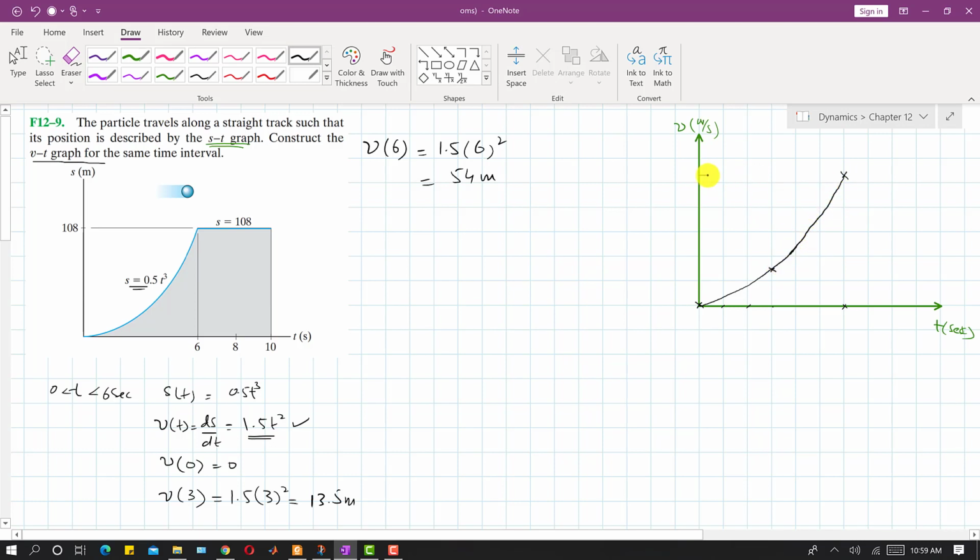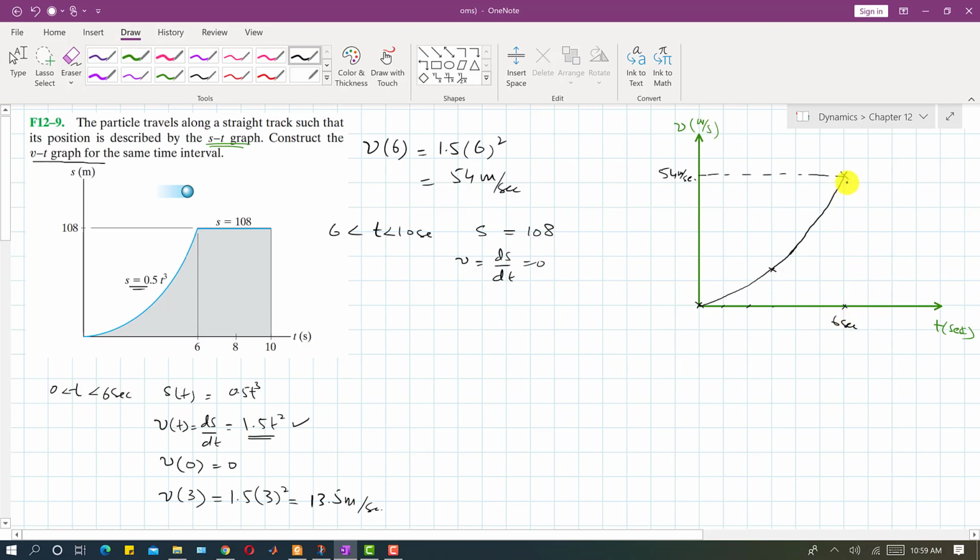At this particular point, the velocity is 54 meters per second. Then when time is greater than 6 seconds and less than 10 seconds, the position is constant at 108. This means the particle is not changing its position after 6 seconds. If we find the velocity, we take the derivative of this, which comes out to be 0. So after 6 seconds, the velocity is 0.